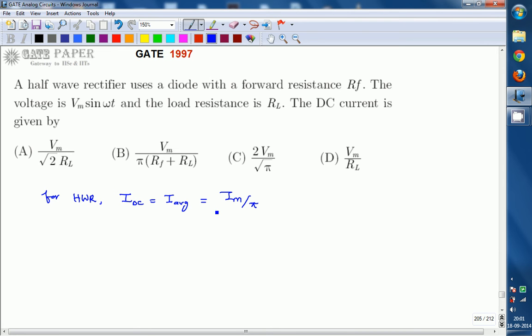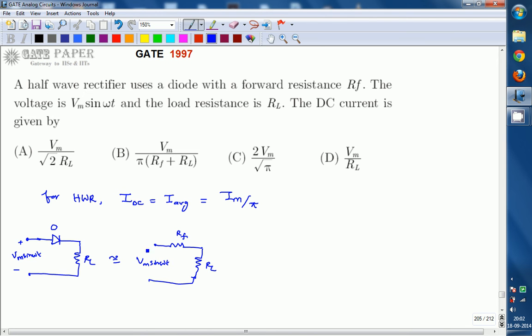To calculate Im, we must draw the half-wave rectifier and analyze from that. So the simple half-wave rectifier looks like this. This is a half-wave rectifier with input voltage Vm sin omega t as the input signal applied, and this is diode D which has forward resistance of RF, and it is load RL. Whenever the diode is forward biased, the equivalent circuit looks like this. The diode is replaced with RF and it is connected with RL, and the supplied voltage is nothing but Vm sin omega t.